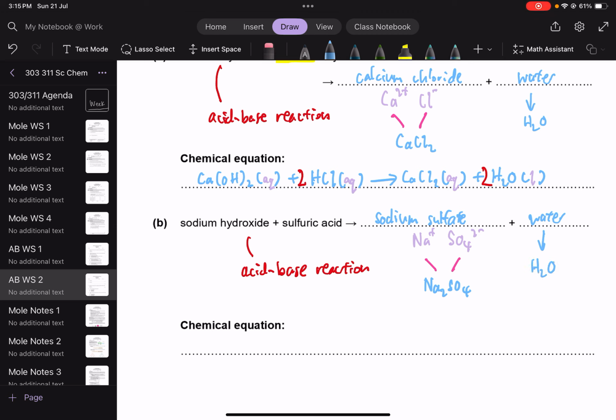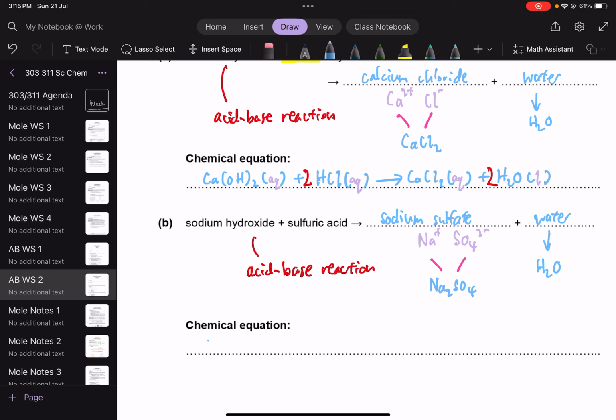So now let's write out all the chemical formula of the products and reactants first. So NaOH, state symbol, plus H2SO4, give you Na2SO4 plus H2O.